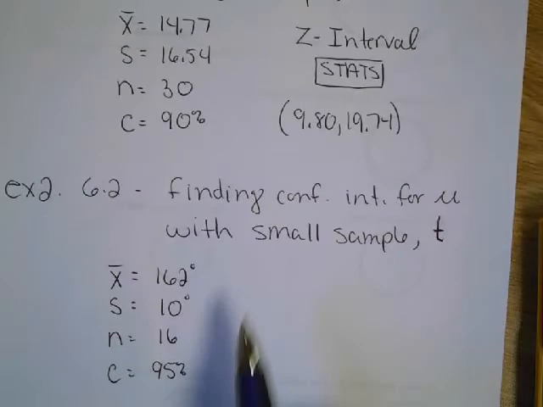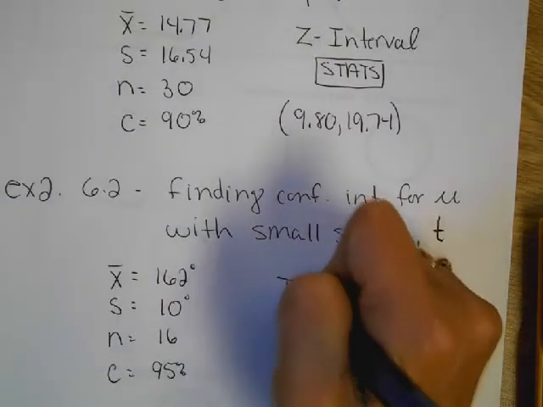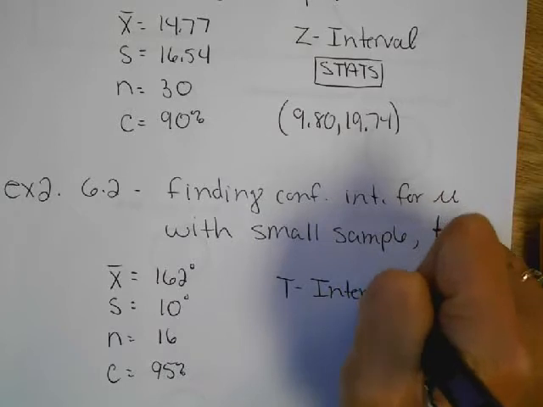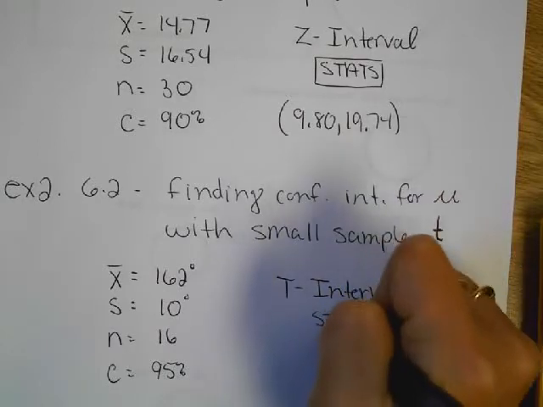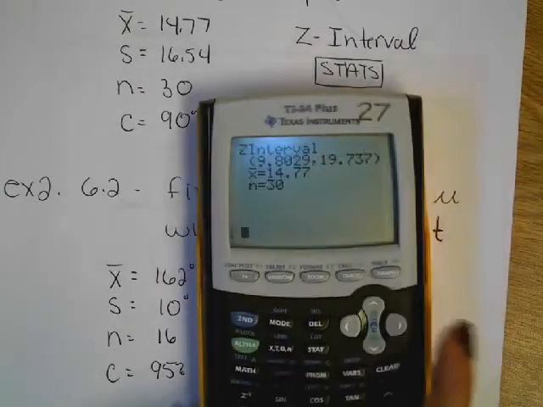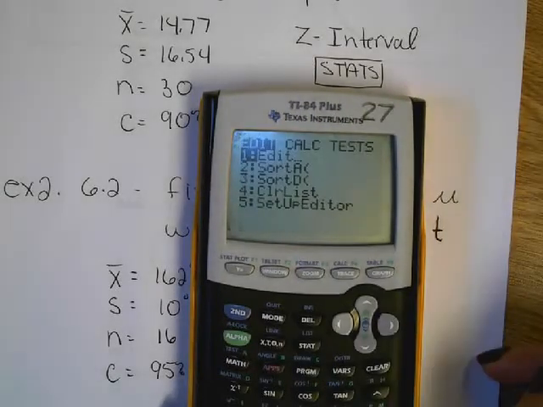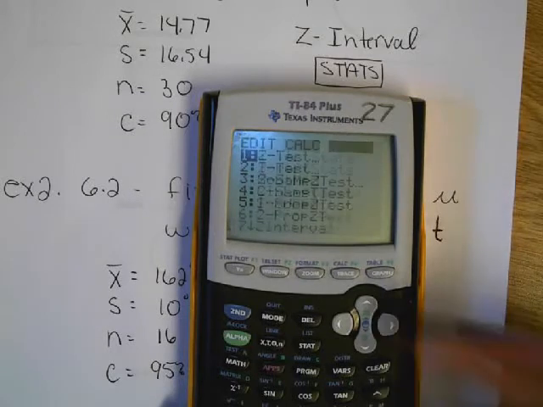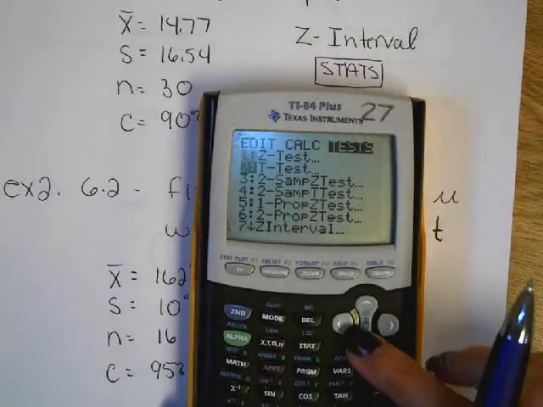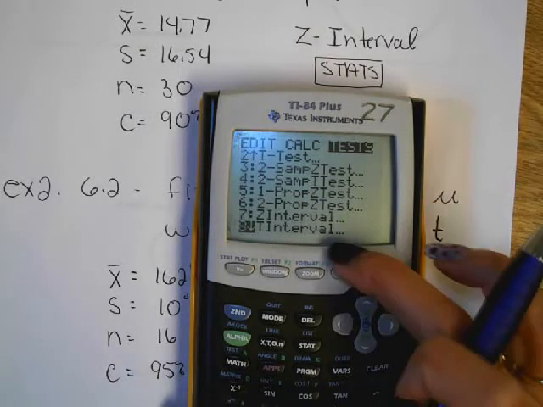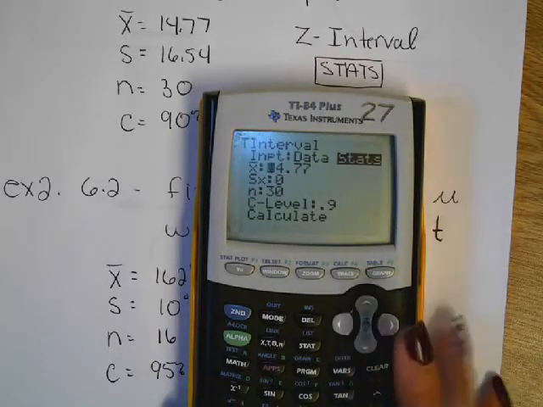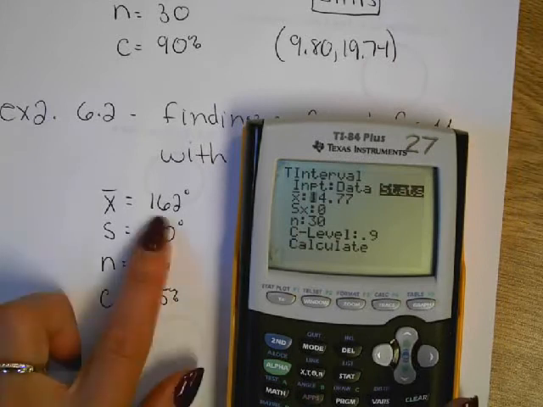All right, so same thing, small sample. The program here is going to be called t-interval. We'll be using stats. So same thing, go under stat, over to tests, and not t-tests, these are intervals. We'll be using those in the next chapter. So go down until you find t-interval right below z-interval. And we're using stats, and again, it's just put in the information.